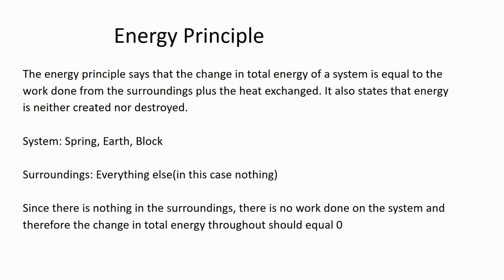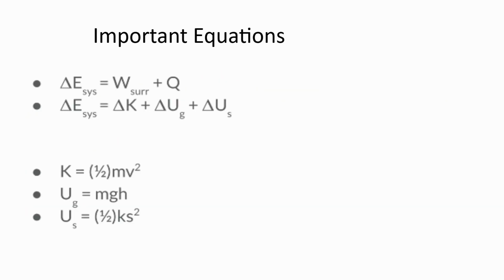My system includes the spring, the earth, and the block. Because there are no significant external forces, the total energy in the system should remain constant, meaning that the energy is conserved. Here are the key equations that we'll use in the computational model, that being the change in energy in the system, the kinetic energy, and the potential energies.